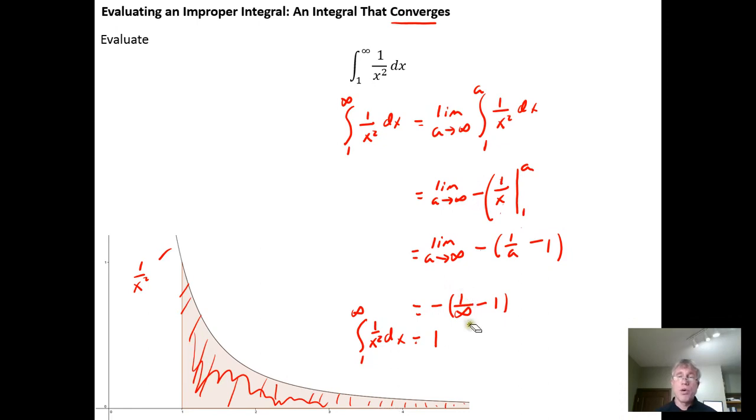So it isn't 1 over infinity. Infinity isn't a number, but the limit as a goes to infinity of 1 over a is 0.